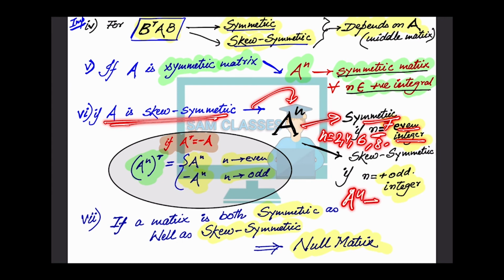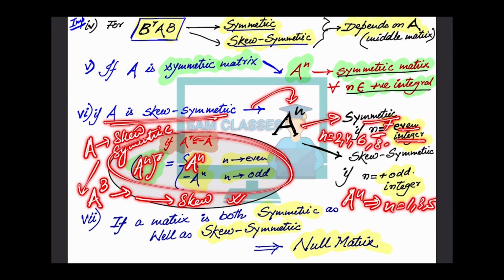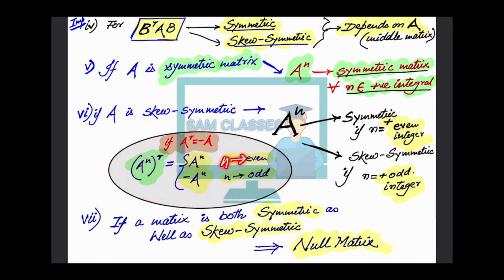Now, if A is skew symmetric, when will A power n be skew symmetric? If n is equal to 1, 3, 5. Understand this part, very important. If A is skew symmetric and they have asked the value of A power 3, directly we can say A power 3 will be skew symmetric. You don't have to solve anything. A power n whole transpose is nothing but A power n where n is even, and minus A power n where n is odd. So it will be symmetric if n is even. If it is odd, it will be skew symmetric.